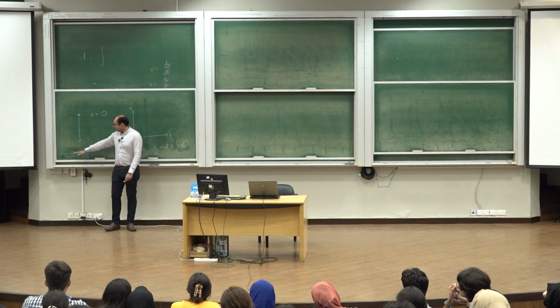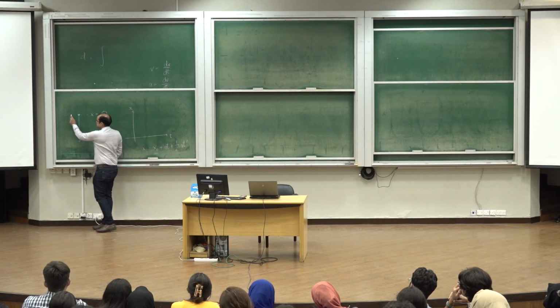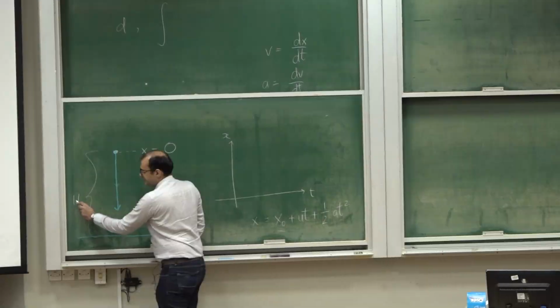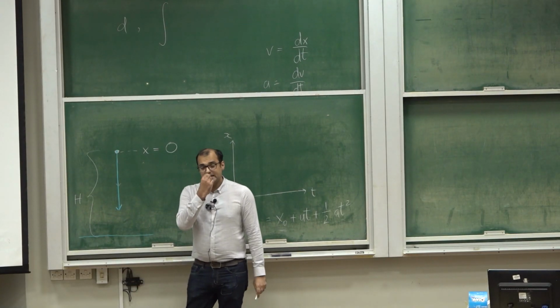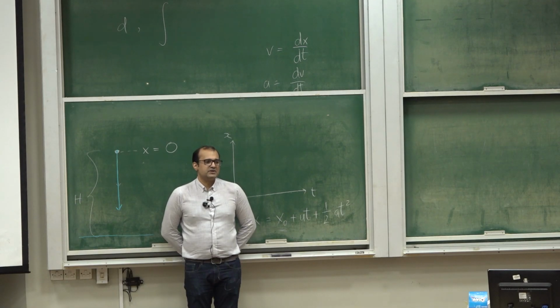If I had set the origin at the ground level, and I'm dropping this object from height h, then this x naught would be h, because that's the position of the object when I started my clock. I always start my clock just after I drop my object.